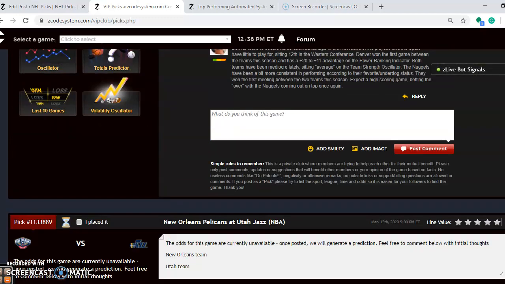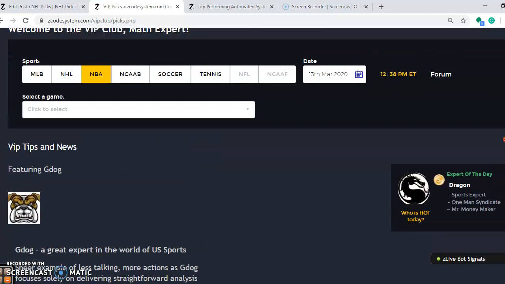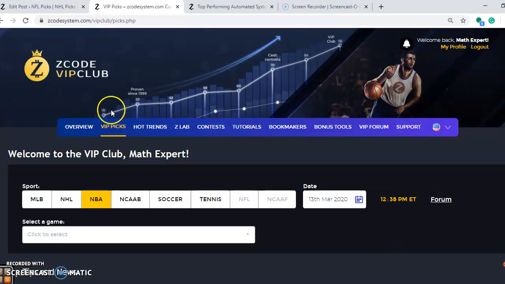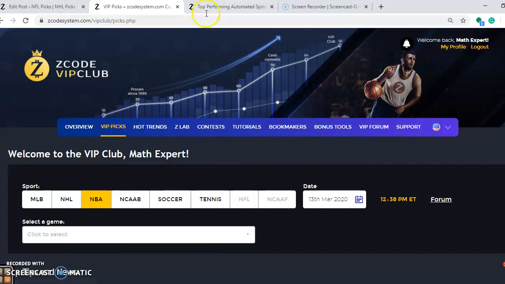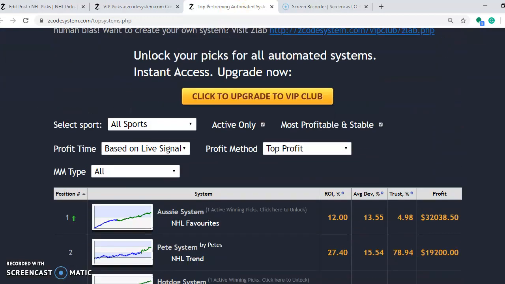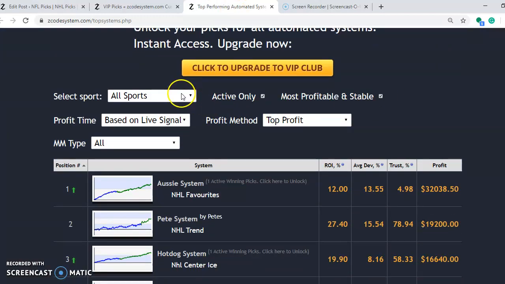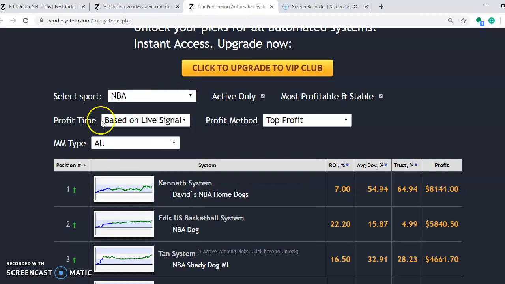So there you have it. Those are all the games for the day, but I want to take a look at one more thing quickly before we conclude here. If you go up to the top here and look at the hot trends, you can find the top performing automated systems. And when you go there, you can scroll down through. And since we're talking about NBA, you want to select NBA and just keep it as it is.